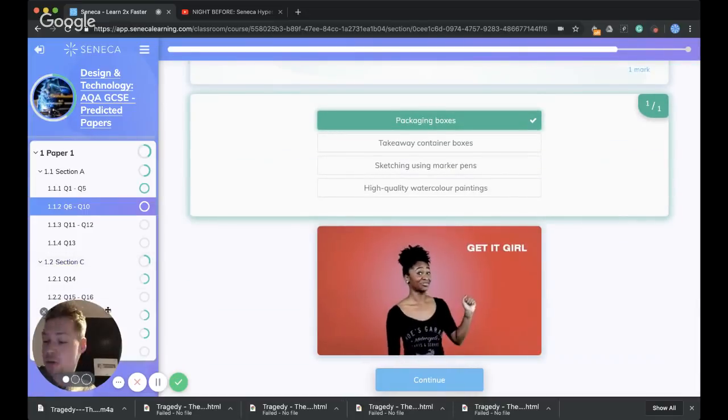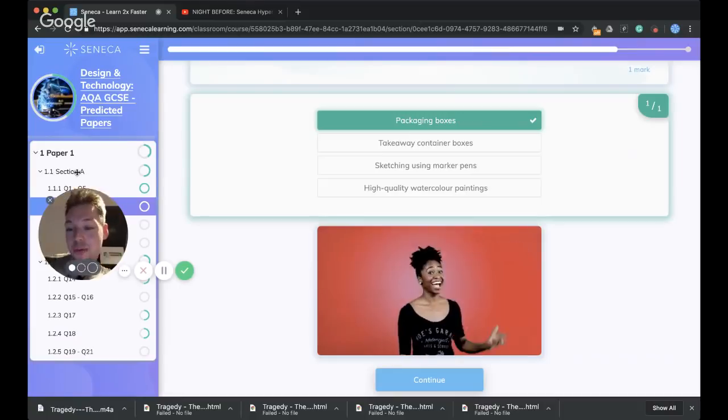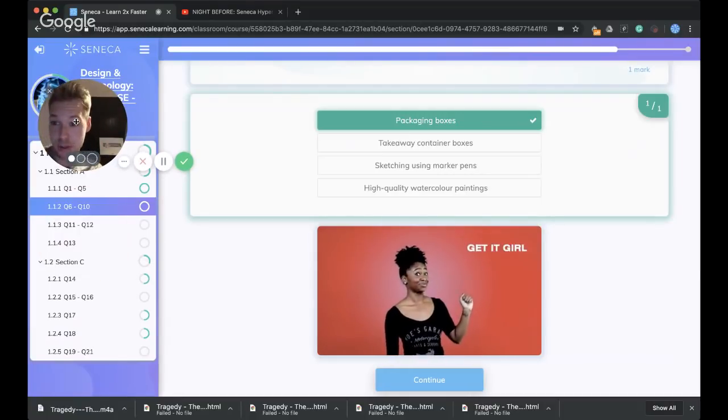Okay, so that was a nice little warm-up to get us nice and peppy for the exam tomorrow. Now we're going to go into section C. Section C is worth 50 marks, so it's an important section.